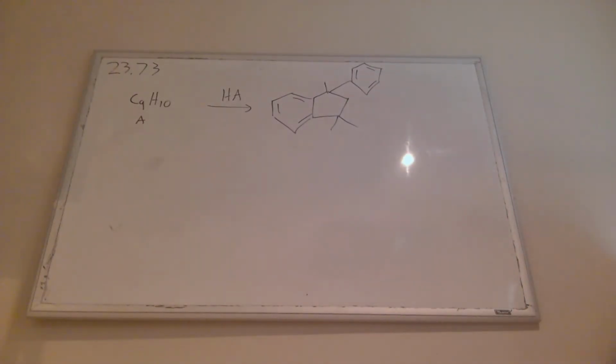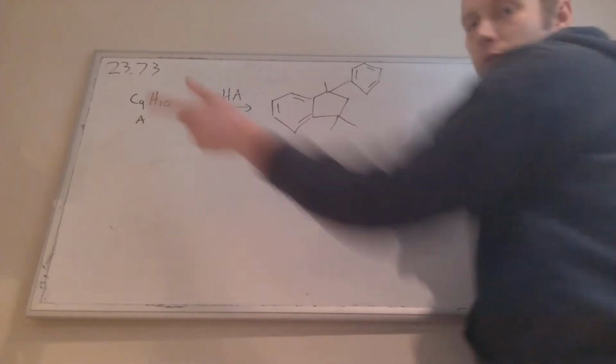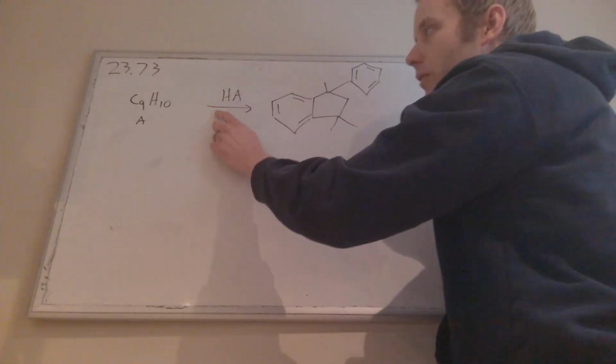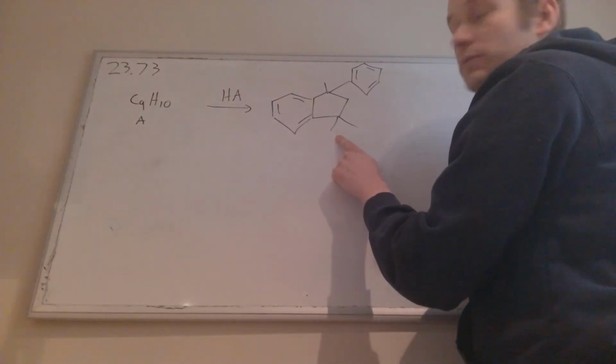We had a question on 2374, which says that we have a compound C9H10, some spectroscopy is shown for that compound. It dimerizes in the presence of acid to create this product.